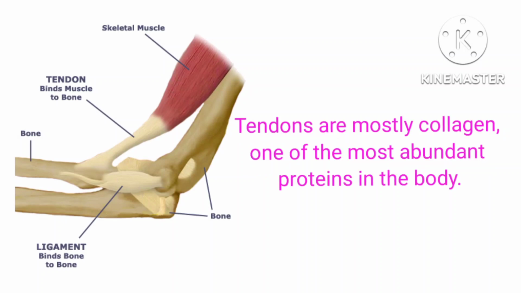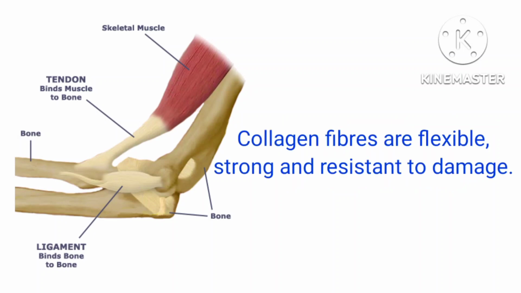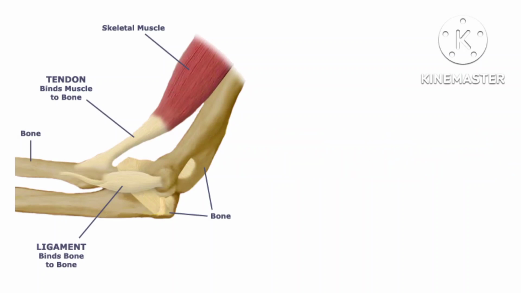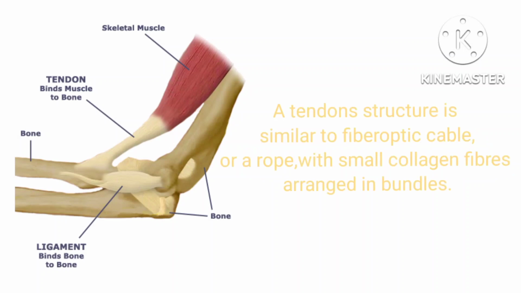Tendons are mostly collagen, one of the most abundant proteins in the body. Collagen fibers are flexible, strong, and resistant to damage. A tendon's structure is similar to a fiber optic cable or a rope with small collagen fibers arranged in bundles.